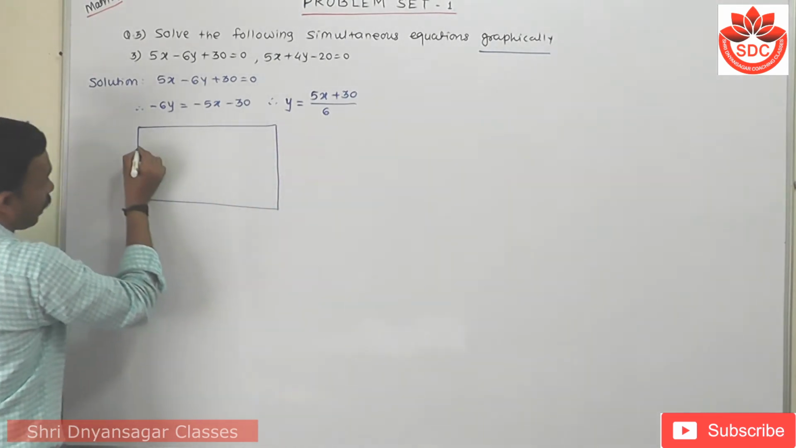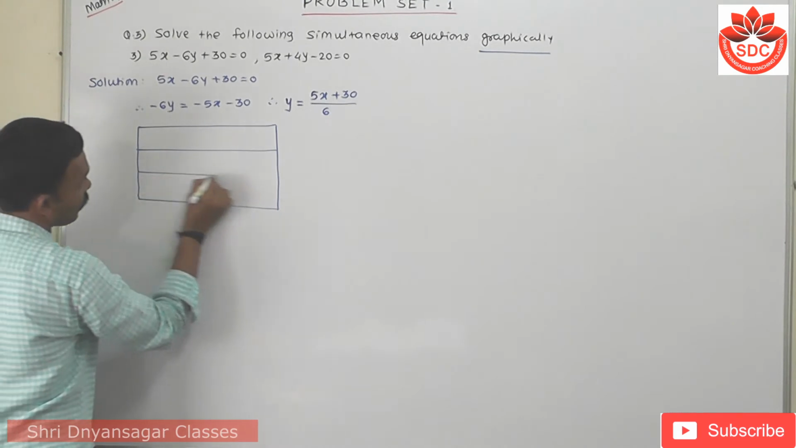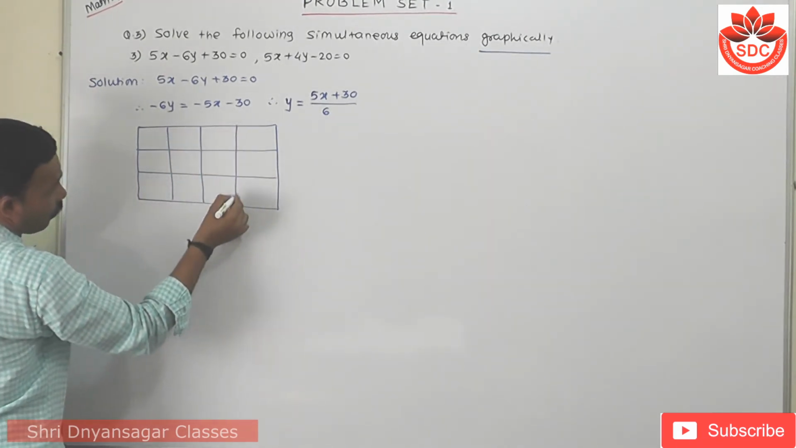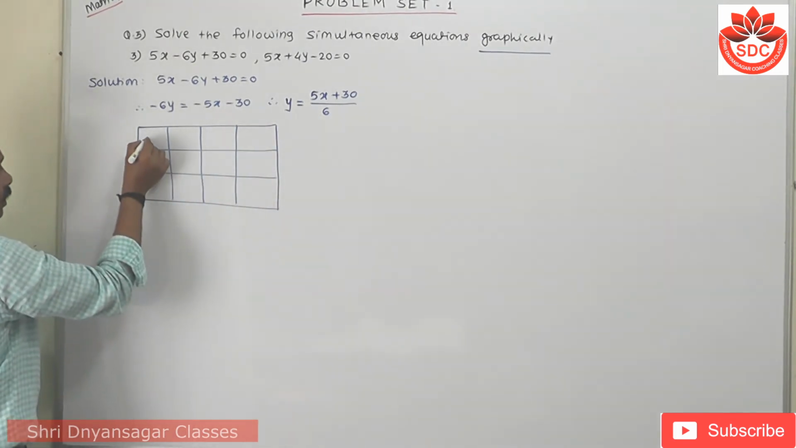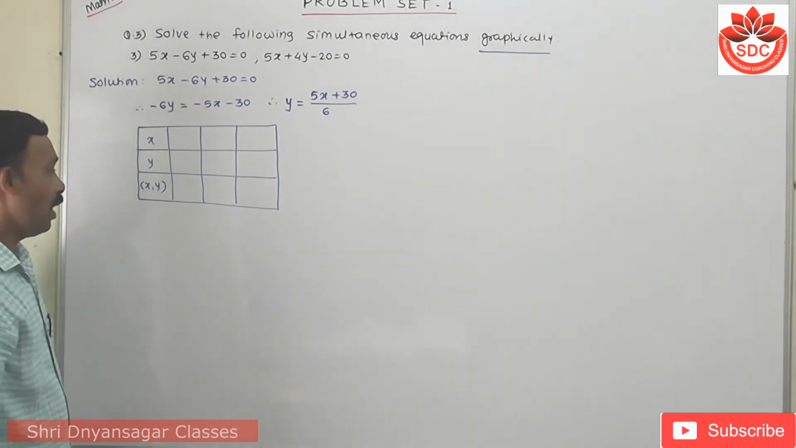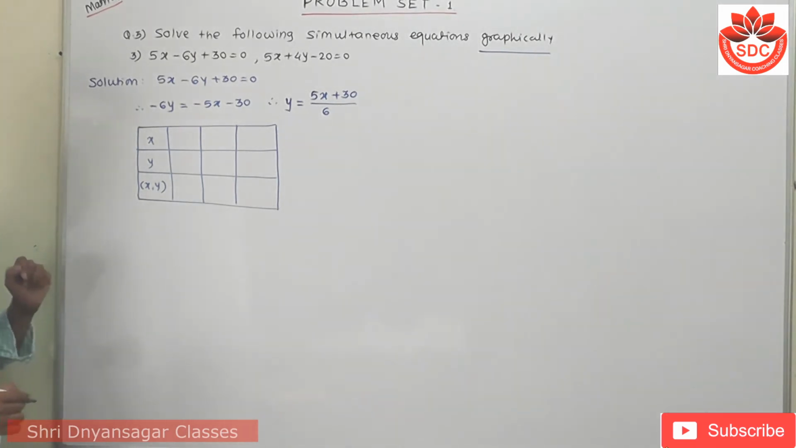Student, you take any 3 values of x. By using these 3 values, we can find out the value of y by putting them in this equation. So here is x, y, here is x and y. Now here we take the first value.